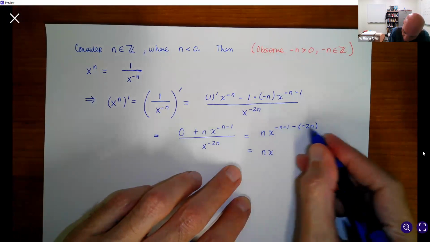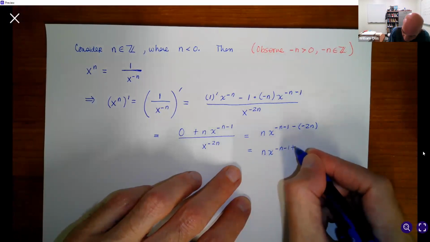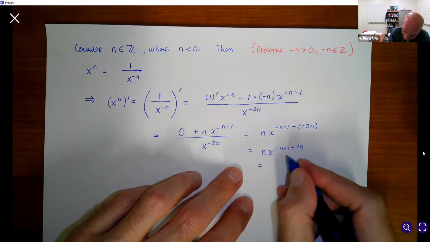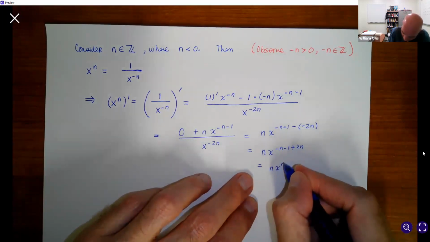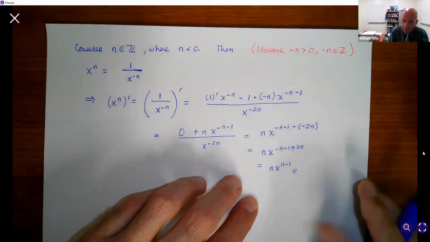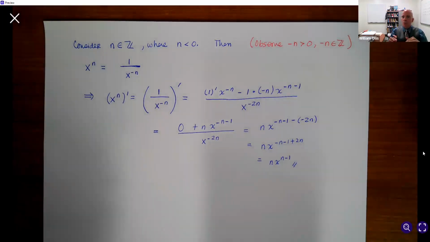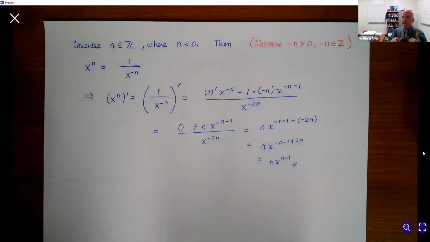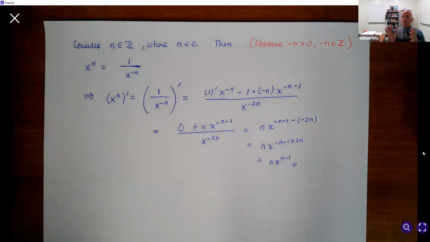So we have a minus n plus a 2n. Well, let me just write it out. Minus n minus 1 plus 2n. Using the negative of the negative, the additive inverse of the additive inverse. So this is nx to the n minus 1, which is what we wanted to show. So when we got the quotient rule, we actually had a method to show the power rule is valid for negative integers. So we had the positive integers initially, now we have the negative integers. So that's good, that's good.